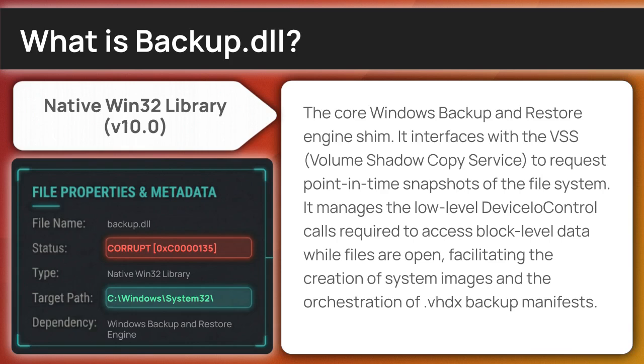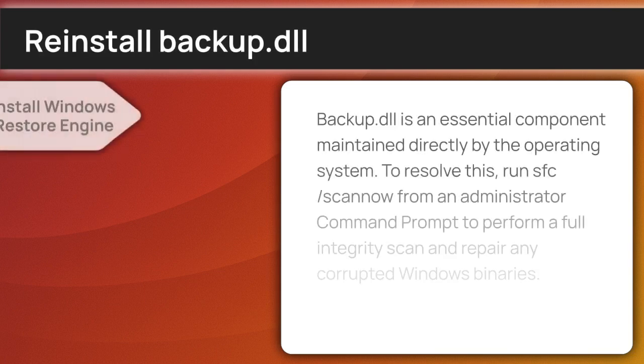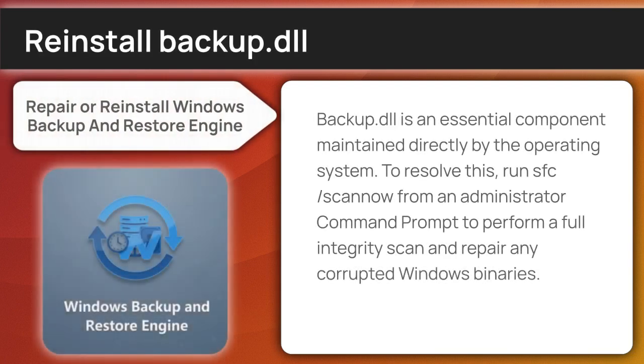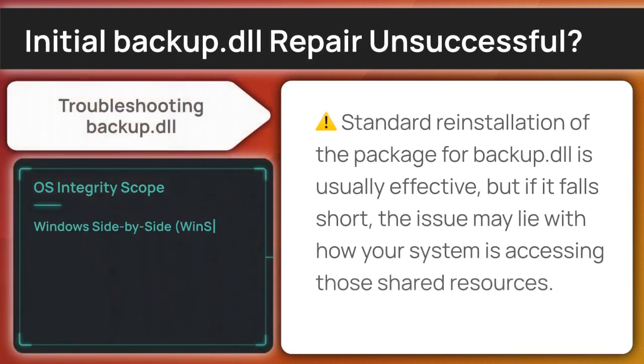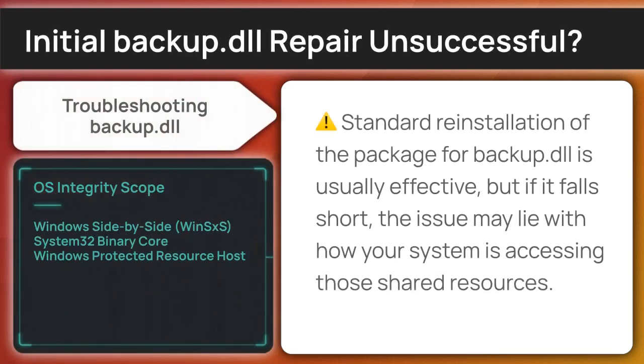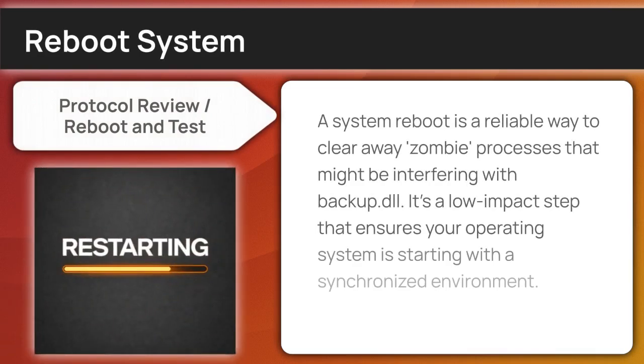Now let's dive into the solution, starting with a standard reinstallation. Backup is an essential component maintained directly by the operating system. To resolve this, run sfc /scannow from an administrator command prompt to perform a full integrity scan and repair any corrupted Windows binaries. If the redistributable repair didn't resolve the pop-up, the next logical step is to analyze the local environment for process conflicts. A quick system restart is a practical way to ensure that all shared libraries, including Backup Library, are being loaded correctly into the current session's memory.